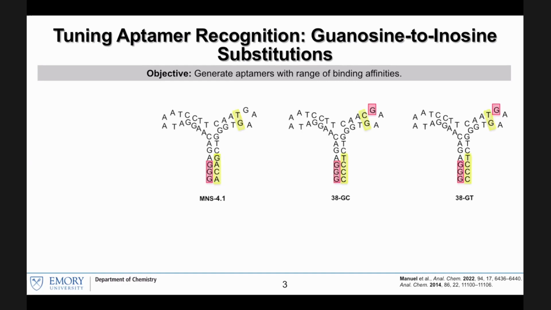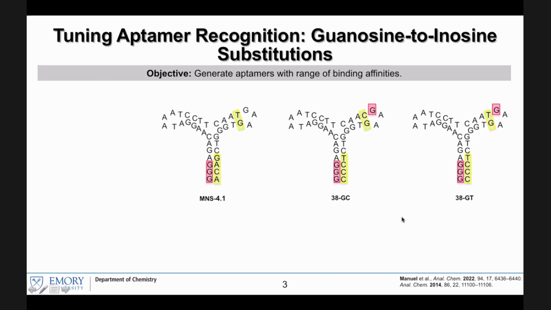And so again, our target is cocaine. We went to literature, and the MNS 4.1 anti-cocaine aptamer is the first cocaine aptamer generated. And in literature, what some people have done is they've made 38GC and 38GT. We're going to focus on what's in yellow for what's in literature. All they did for 38GC was in STEM 1, they changed the ACAG to CCCT, and this GT base pair here to GC. And in 38GT, they only changed what's here in STEM 1.